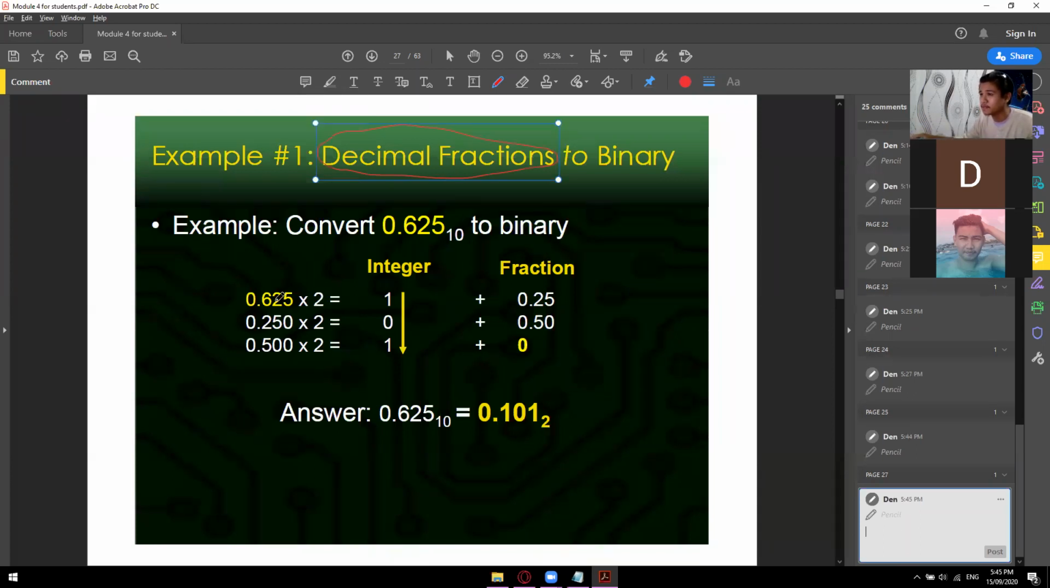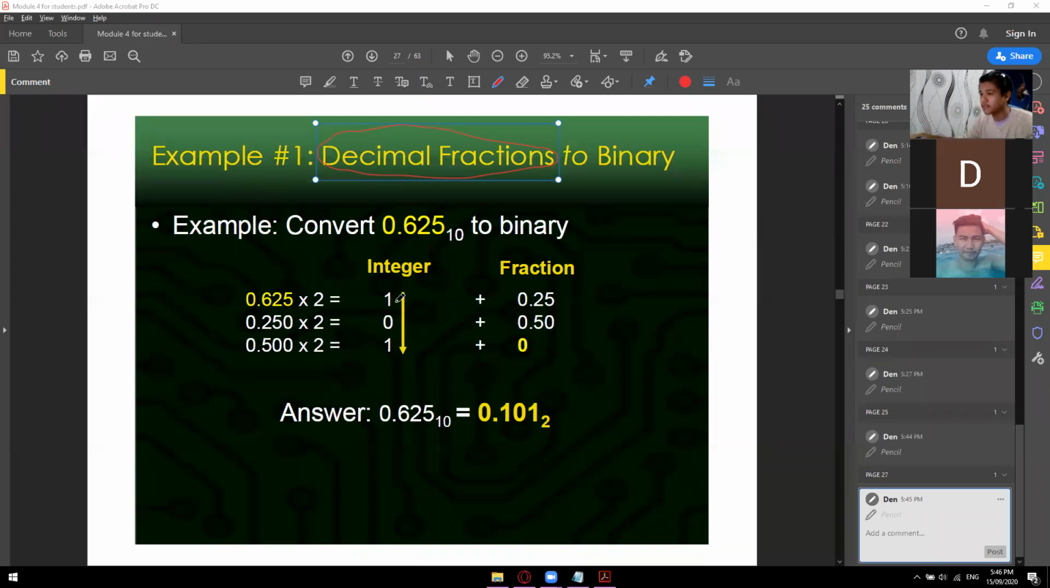So simply get this one, 0.625 times 2, and you will get 1.25. So separate those two, integer part and then fraction part. And then get yung fraction part. So 0.25 times 2, and you will get 0.50. So 0 dito, since wala namang whole number, sagot na yun. So 0.50 lang dito. And then 0.50 times 2, then you will get 1. Then of course, 0 na sa fraction natin. And kapag naging 0 na yung sa fraction, that's the time that you will stop multiplying.